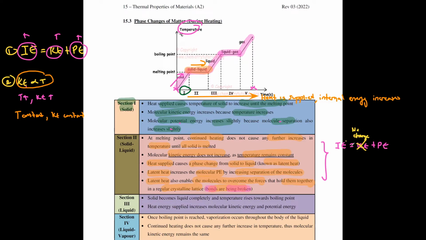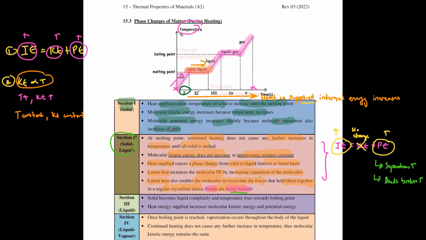Okay, I know that IE is increasing because I keep on supplying heat. So this would mean that Pe must also increase. So my Pe now is increasing because of two things. Number one, because my separation is increasing. And then number two, because my bonds are being broken. That's the reason why we say that when bonds are being broken, your Pe is increasing. It's because it's inferred from this section here.